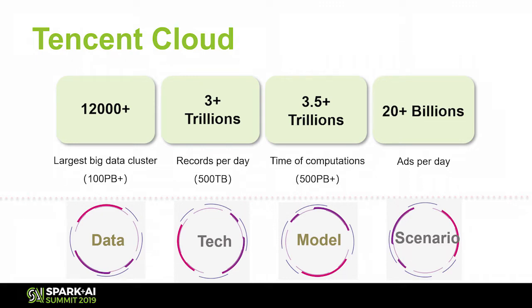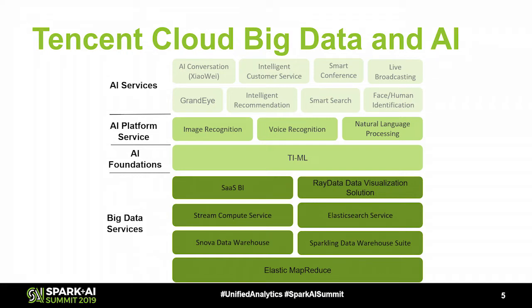Tencent Cloud is the second largest public cloud provider in China. It has the largest big data cluster with more than 12,000 nodes. Every day, it generates more than 3 trillion records, with more than 3.5 trillion computations. The vision of Tencent Cloud is to connect data, tech, model, and scenario together. And here is the product matrix of Tencent Cloud Big Data and AI.